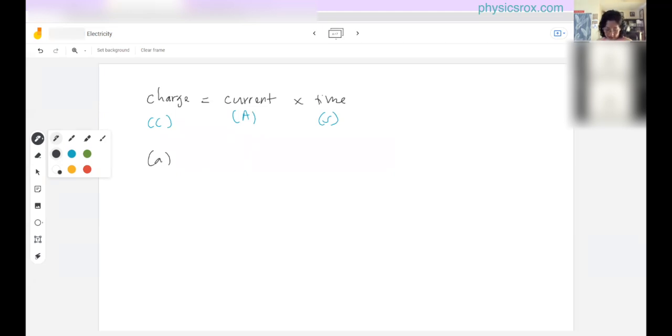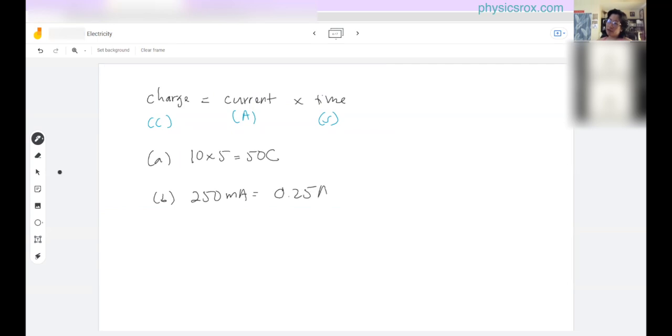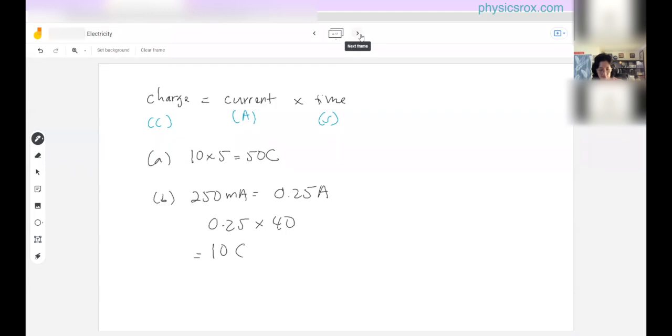So like A, 10 ampere times 5, 50. In between, sometimes you don't write the unit, it's okay. But the final answer you must write 50 C. Okay. B is 250 milliampere, right? So I'll just change. If you get confused, you write out first this is the conversion. Then only you take 0.25 times 4, which is 1 coulomb. Okay. All right, let's go to 8.05.